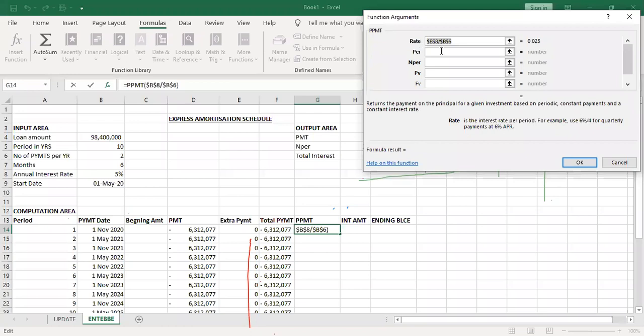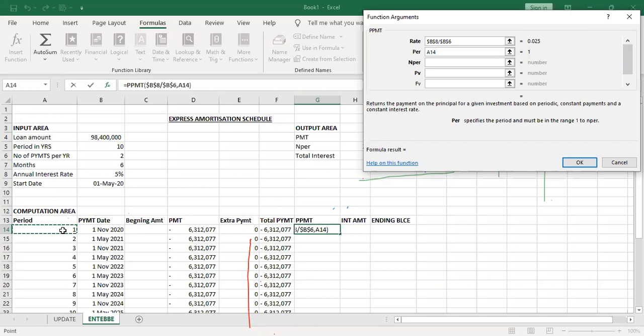Then you go to Per. Per in Excel means period. So you are calculating the principal payment for period what? For period one. So Per, you click on period one. And in Excel, we rarely fix Per.